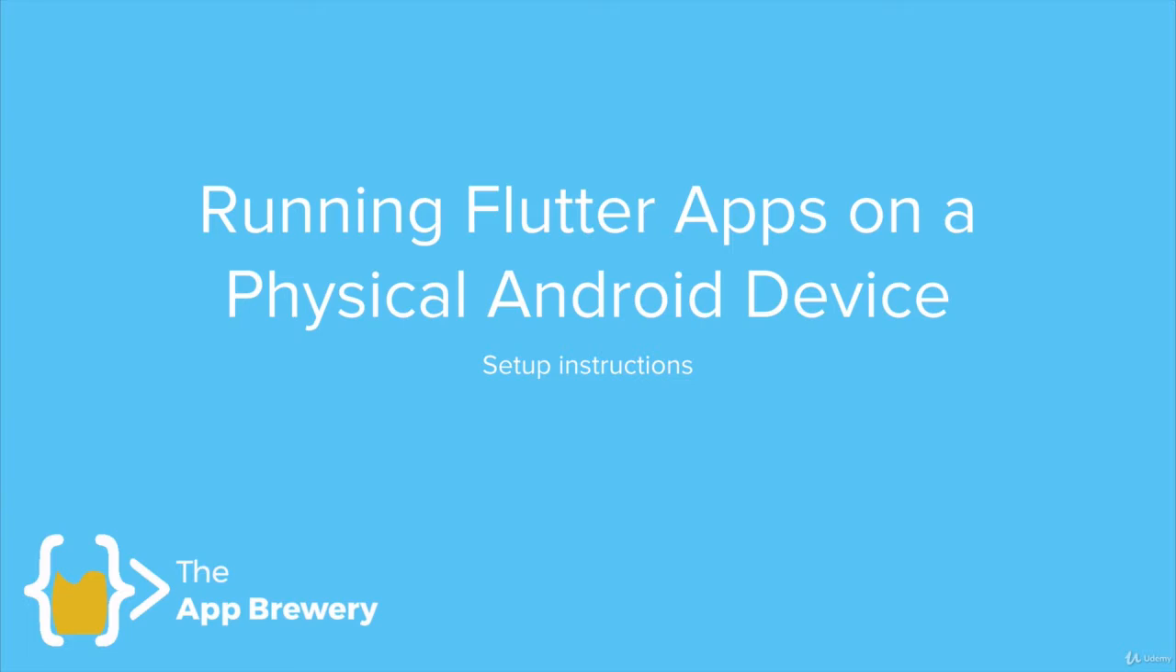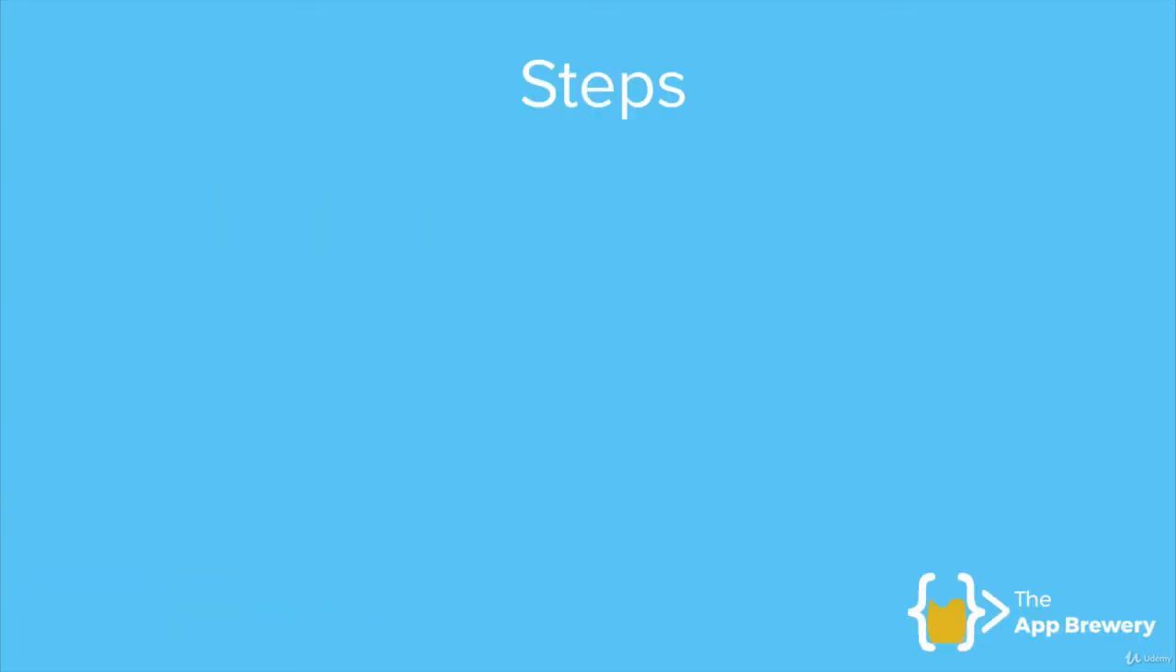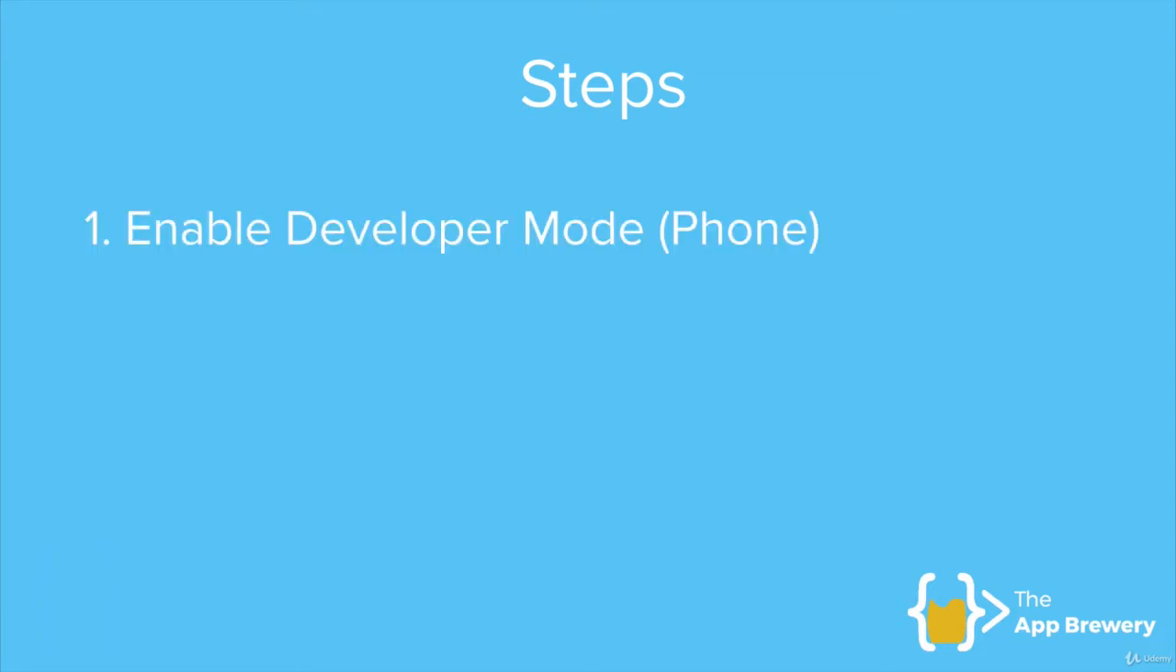All right, so there's quite a few steps that are involved in order to successfully connect our Android device with the computer, and I'm going to walk you through them step by step, and it's really important that you do them in the order that we're showing you here. So the first step is you're going to go into your phone and you're going to enable developer mode.